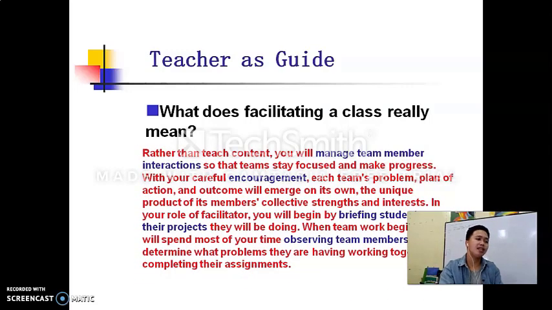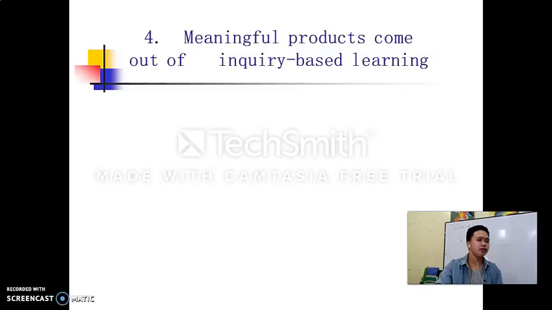So, rather than teaching content, you will manage team members' interaction so teams stay focused and make progress with your careful encouragement. So, with the careful encouragement of the teacher, each team's problem, plan, or action and outcome will emerge on its own. So, si students lang ang gagawa all by themselves so that there will be concrete understanding and learning. So, number 4 is the characteristic.